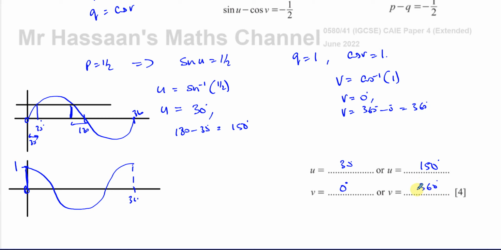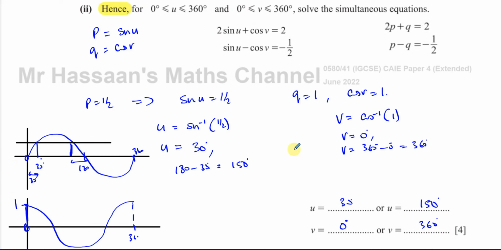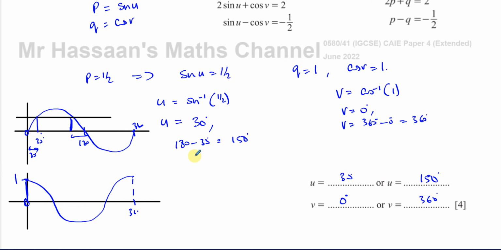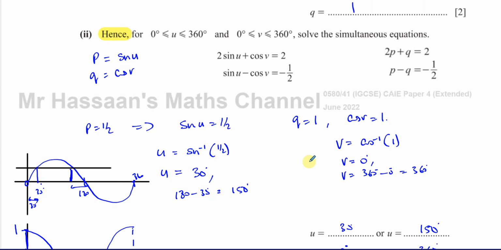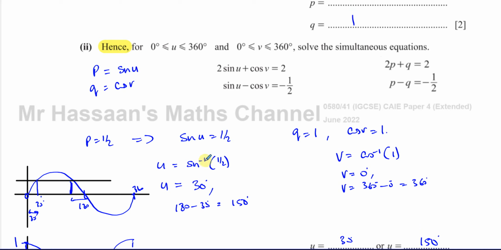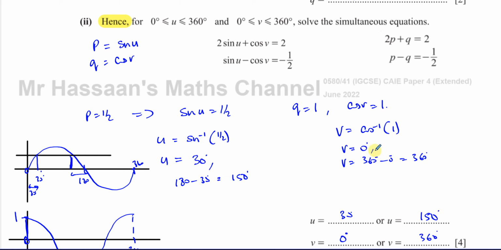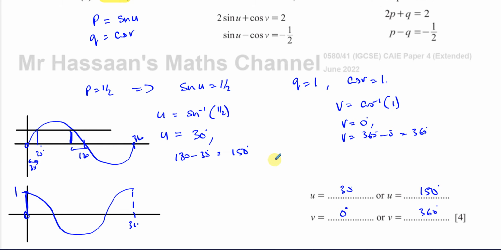Those are the two values of v, and both 0 and 360 are to be included in our answers. So those are the solutions within those ranges for these two equations. We know p is a half, and if you compare this equation to that one, p is in the place of sine u, so sine u is a half. And q is 1, and cosine v is in the place of q, so that means cosine v is 1. So we solve each of these equations using trigonometry.